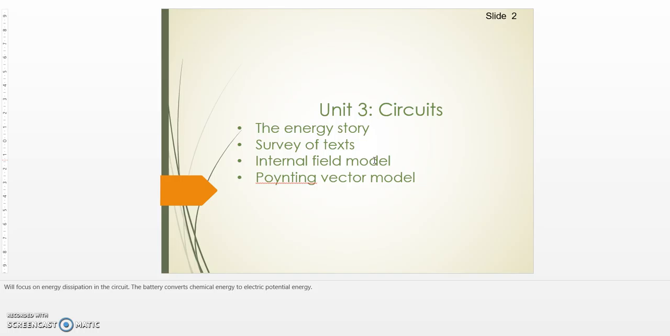So what I thought I'd do for this reflection is, first of all, do a survey of the typical explanations in standard first year textbooks for how energy is transmitted in a circuit. And then I would look at what is regarded as the current correct model, which is the Poynting vector model. This could take a little while, so it may go over 2 reflections.